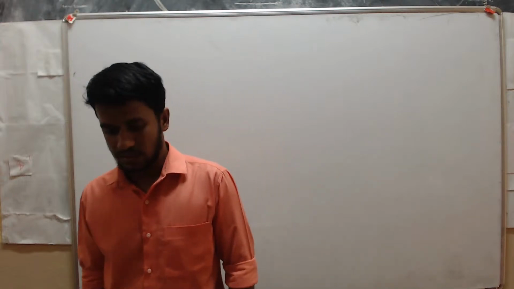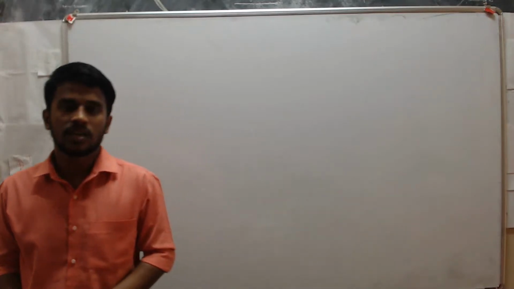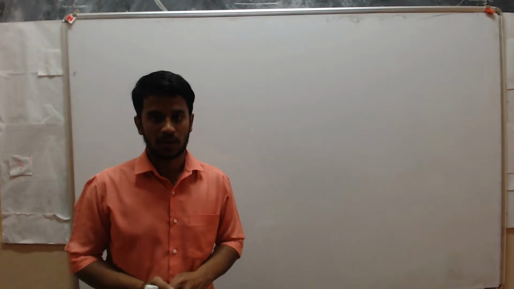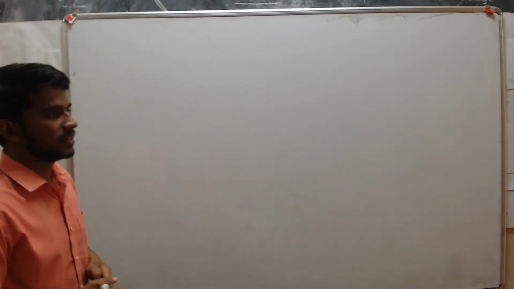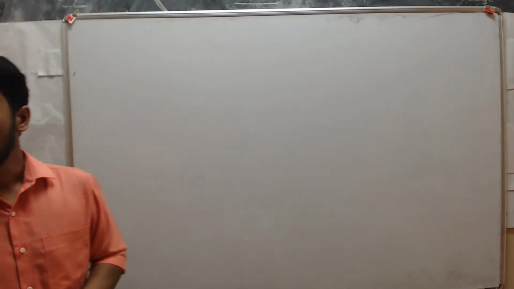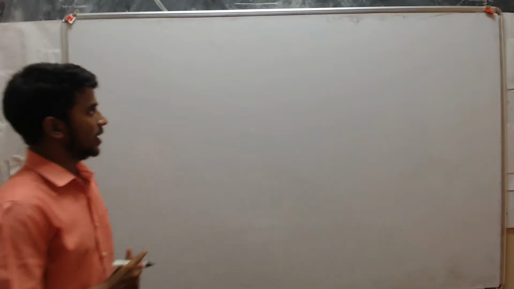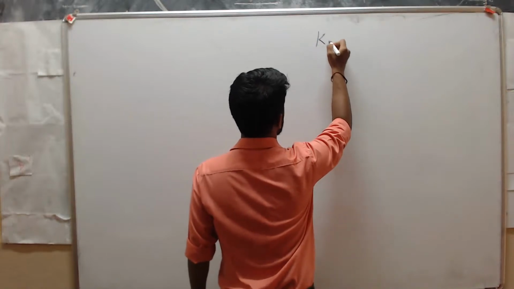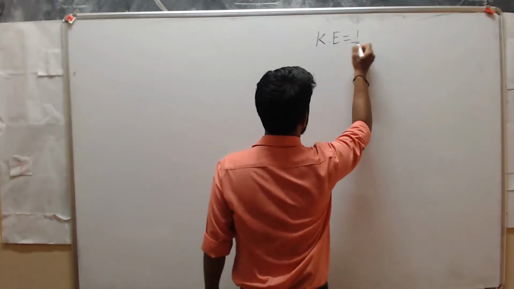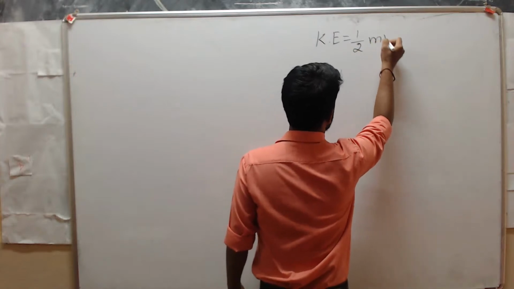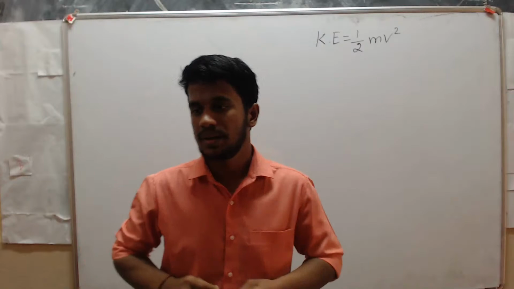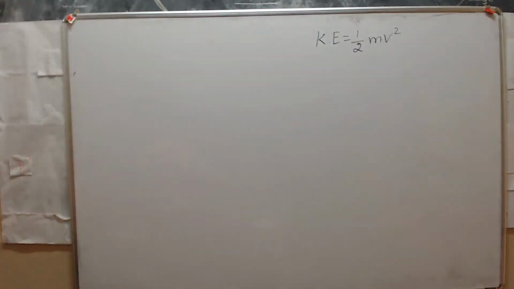In the previous class, we had studied kinetic energy and potential energy. So in this session, we will derive the expression for kinetic energy and the expression for potential energy. First, we will derive the expression for kinetic energy, that is, kinetic energy is equal to half mv square.